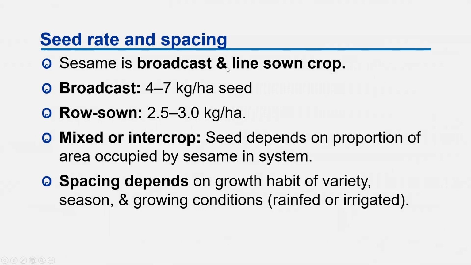Now, sesame seed for broadcast and line sown crops. So broadcast, 4 to 7 kg seed per hectare. If you are going for row sowing, then 2.5 to 3 kg seed. In row sowing, the seed rate is less compared to the broadcast method. In a mixed or intercropping system, seed depends on the proportion of the area occupied by the sesame crop. Spacing depends on the growth habit of the variety, season and growing conditions.